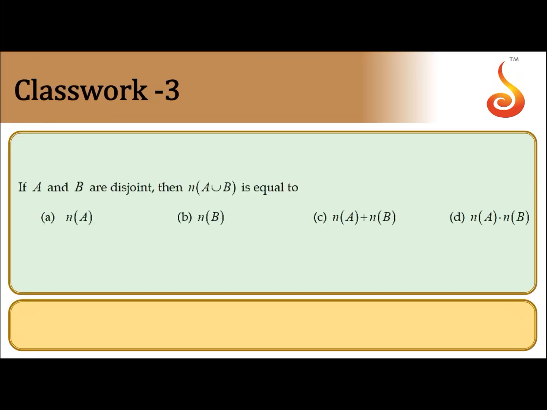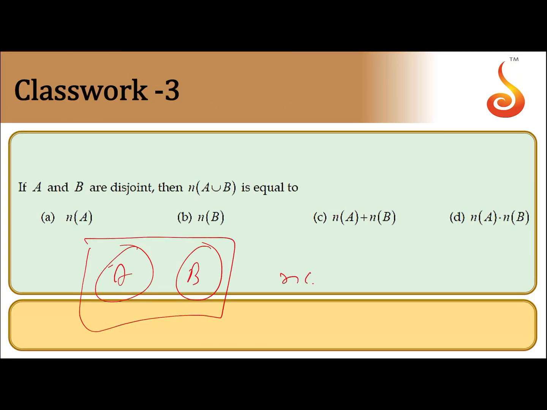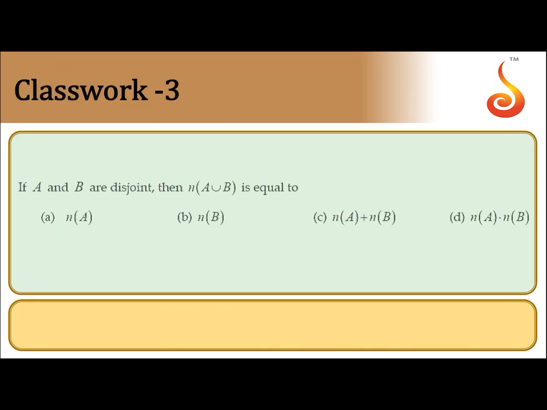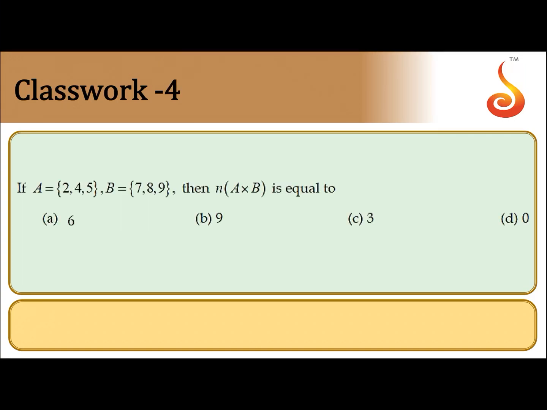Coming to the next one, A and B are disjoint sets. Then A union B is given by. Since A and B are disjoint sets, this is A, this is B, and there is no common portion. Therefore, N of A union B is nothing but N of A plus N of B, minus N of A intersection B, which will be 0. So the answer is C. Therefore, N of A union B is equal to N of A plus N of B.